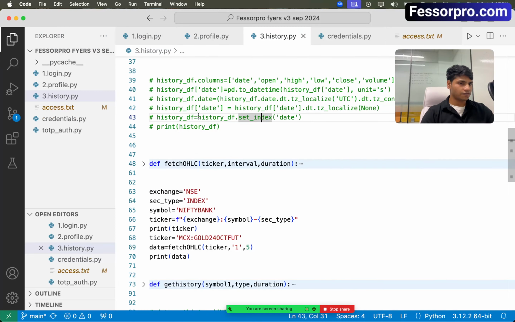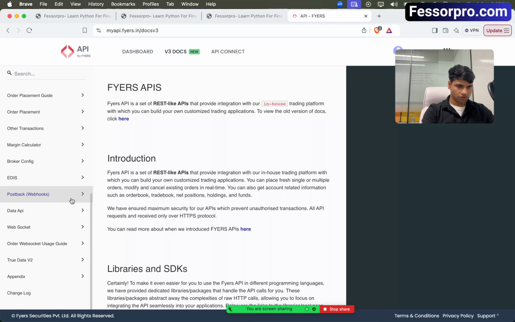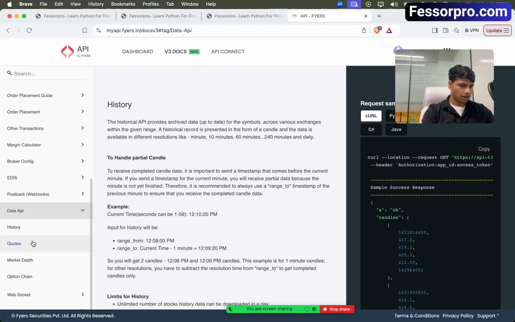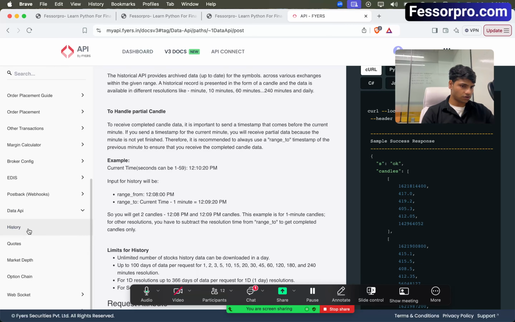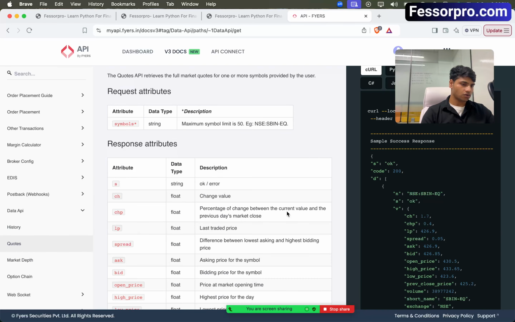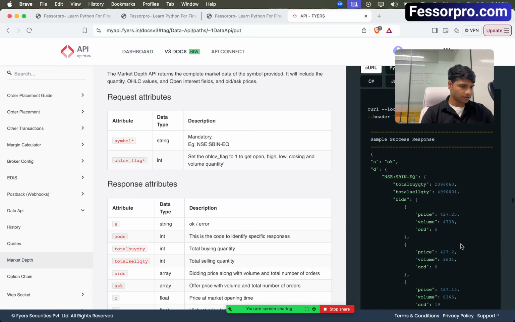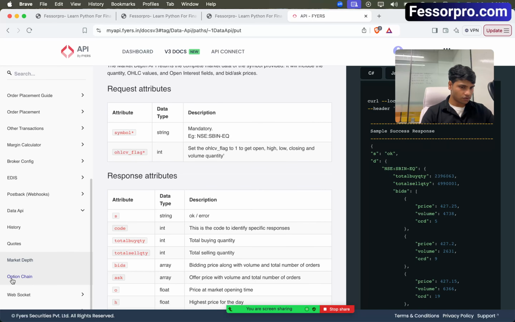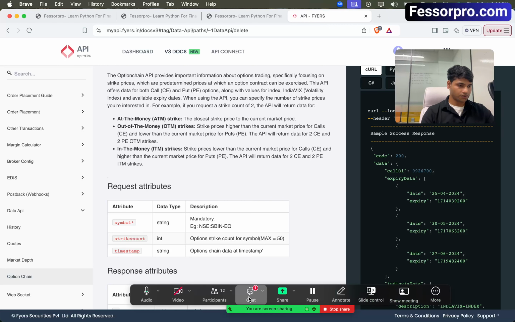So in our last session, we have completed the data API. If you go to the documentation and scroll down, you will find a section called data API. In that, they have four different API calls. One is history. You can use this history function to fetch any type of historical data you want. Then we have quotes. So quotes give you real-time data of any instrument. Then we have market depth. In market depth, you will get the bid ask spread of the given instrument. Then we have option chain. This is helpful for option trading, right? So these are all the things we have seen.